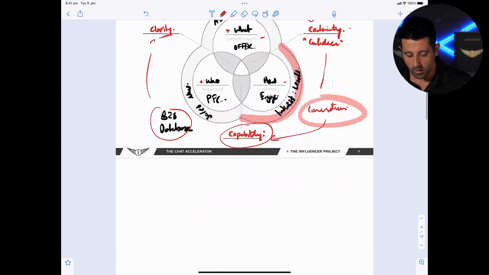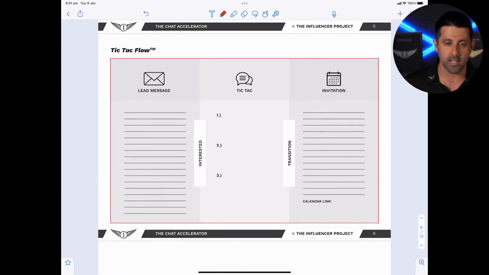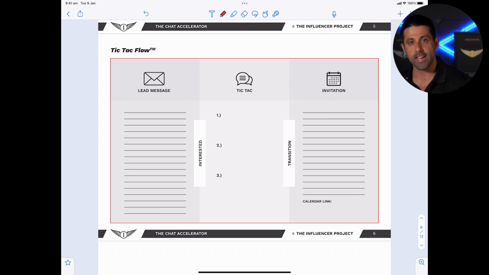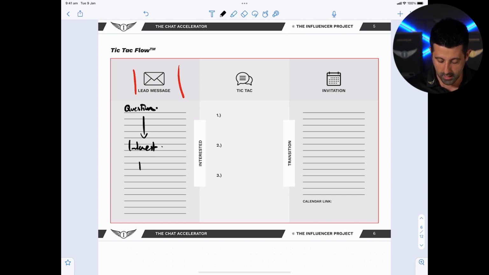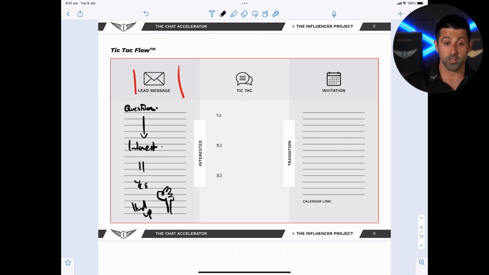So next step is to look at what we call our tic-tac flow. So we're not going to cover this in too much detail, but inside of our IFS program, what we do is we help build out your engagement strategy across LinkedIn and email to make sure that we optimize a lead message for your audience, right? This is really important because this is the question that you're asking. This is the offer. So what I'd like to do here is make sure that you're clear on what your question is. The question leads to interest. When people say yes and they put their hand up, looks like a cauliflower, but let's just say they put their hand up, which says, pick me, I'm interested. What do you do then?